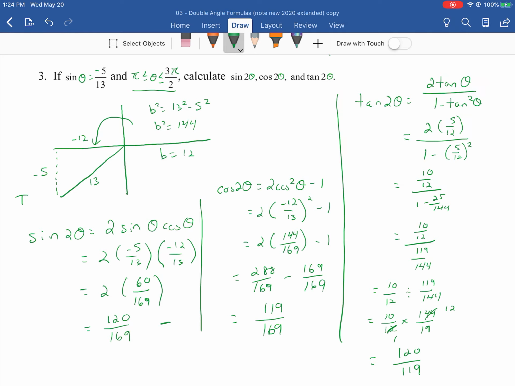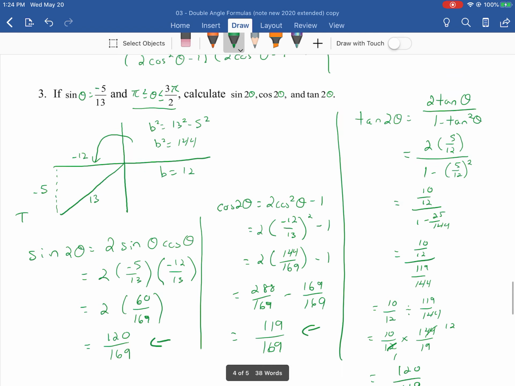Incidentally, I could have used sine and cos here. I could have gone tan equals sine over cos, and I could have gone 120 over 169 over 119 over 169 and got to that answer directly. So a little trick there if you want. I use the formula to really illustrate how that works with tan.